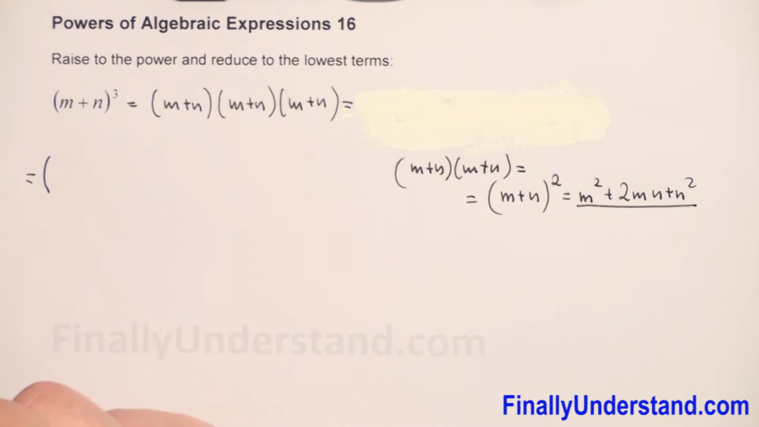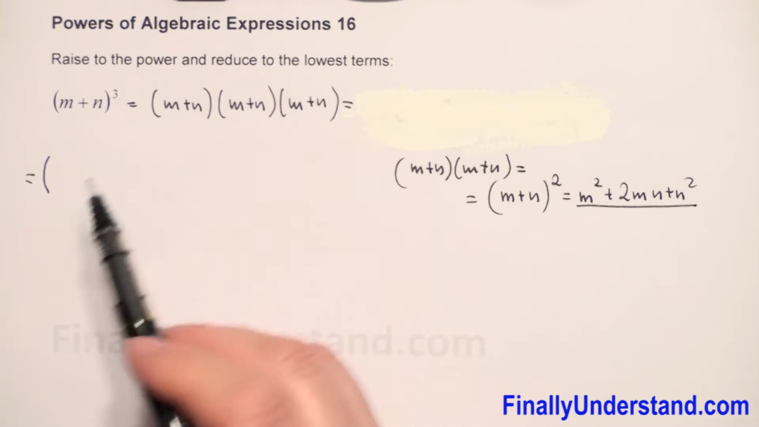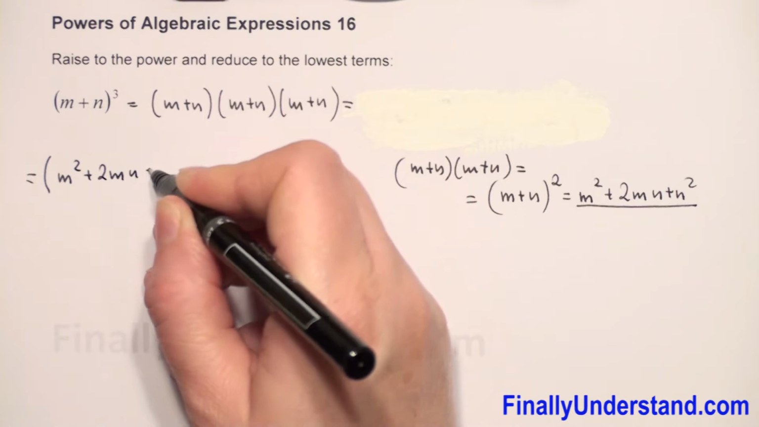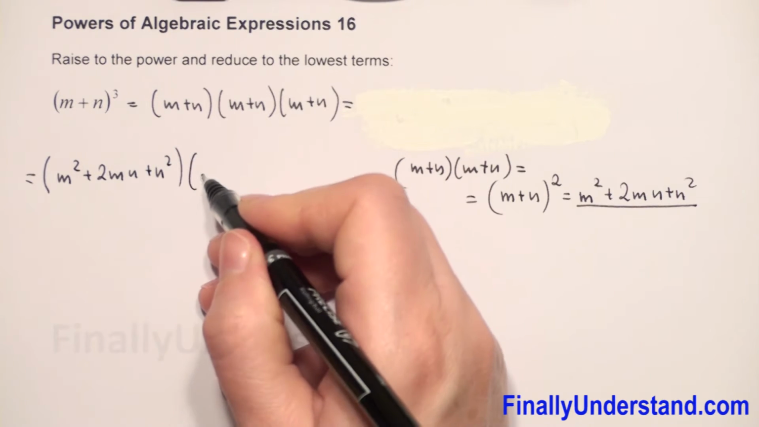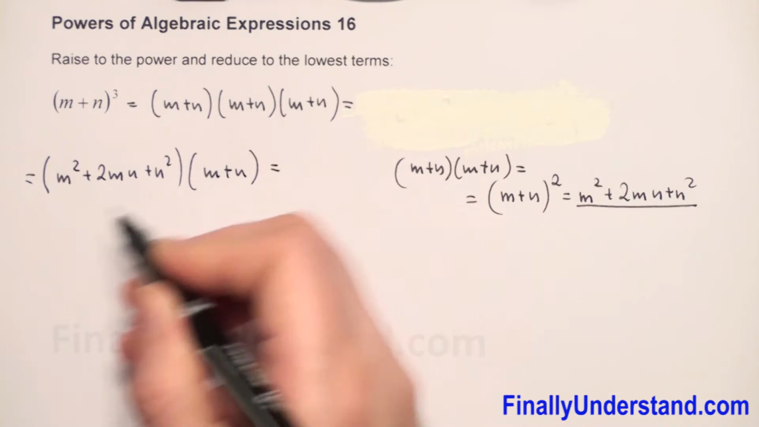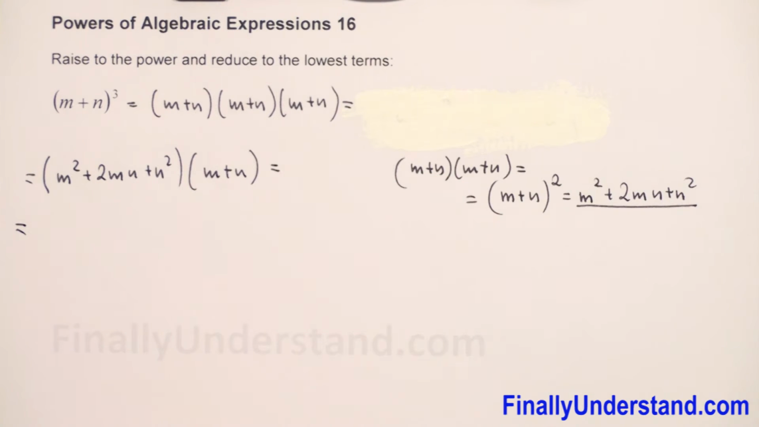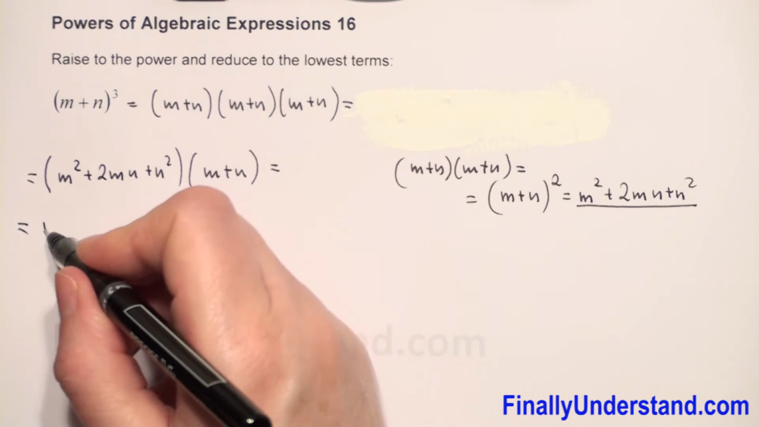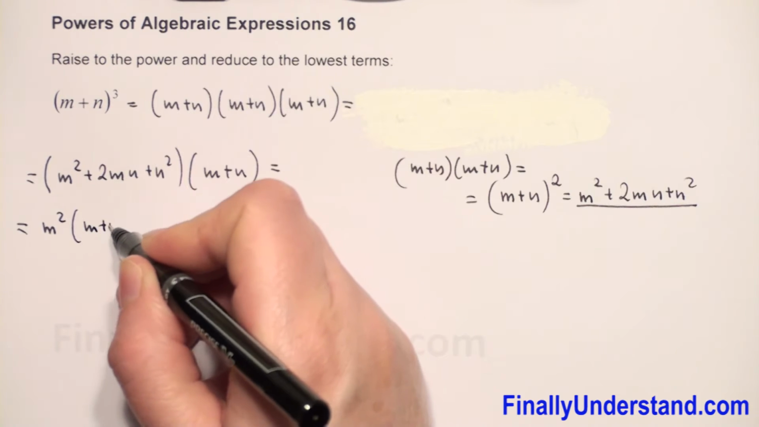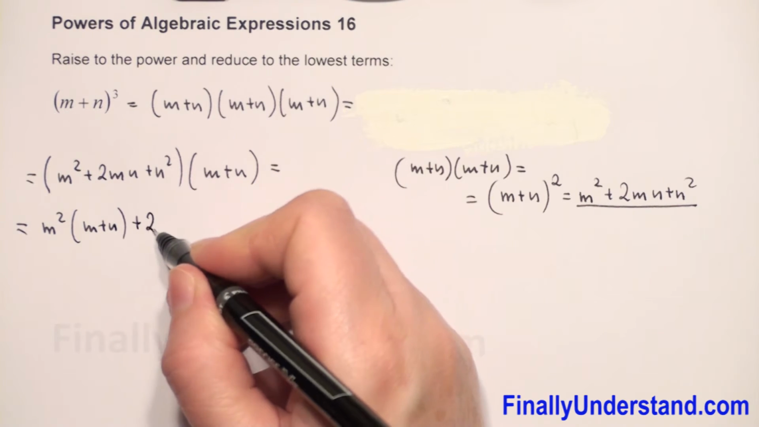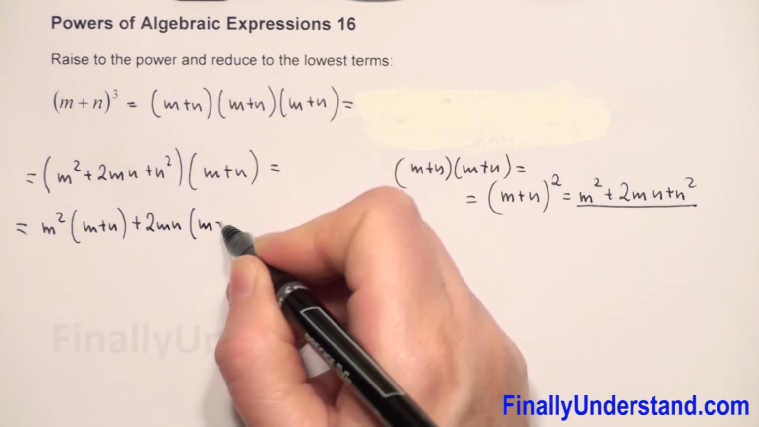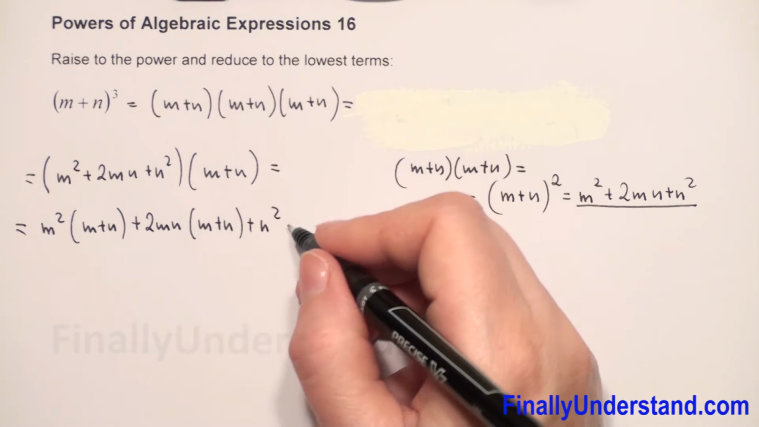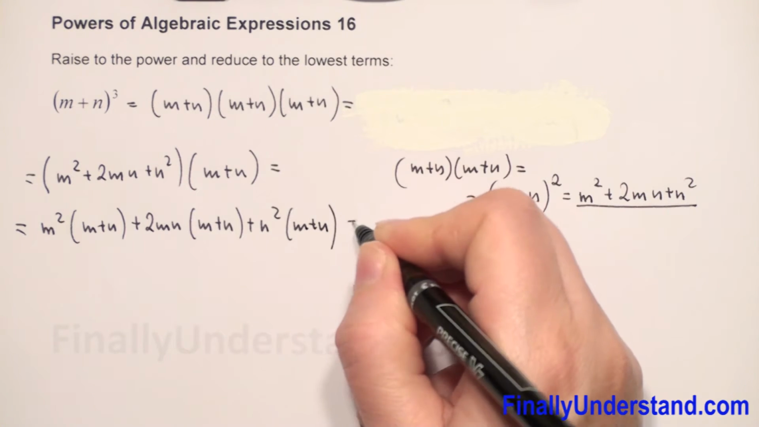So in the first parenthesis, from these two parentheses, we have m squared plus 2mn plus n squared, and we have times m plus n. This is equal. Now we have to multiply every expression in the first parenthesis by every expression in the second parenthesis. So we have m squared times m plus n. Next we have 2mn times m plus n, and the last we have n squared, positive n squared, times m plus n. So this is equal.